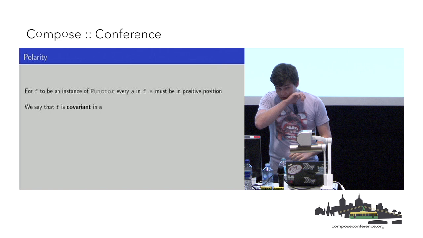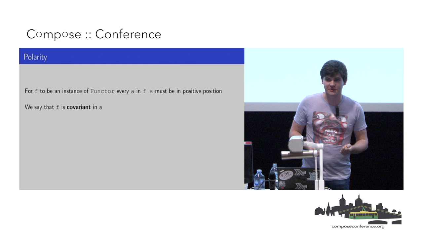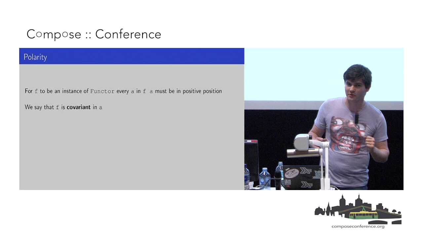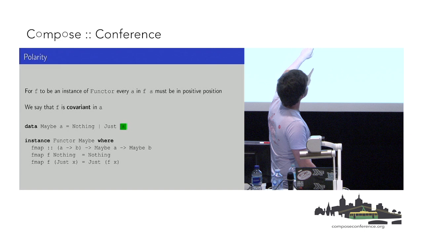So, for F to be an instance of functor, every A in F of A must be in positive position. And if it is, we say that F is covariant in A. So in Haskell, when we see the type class Functor, it really means a covariant functor as opposed to a contravariant functor. So here's Maybe, the A that occurs in Maybe is in positive position. So we can write a functor instance.